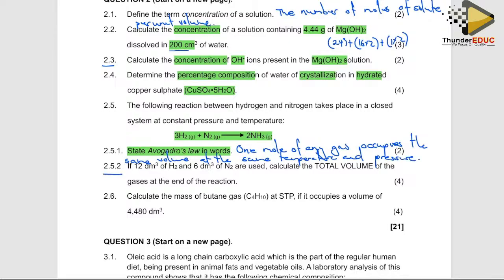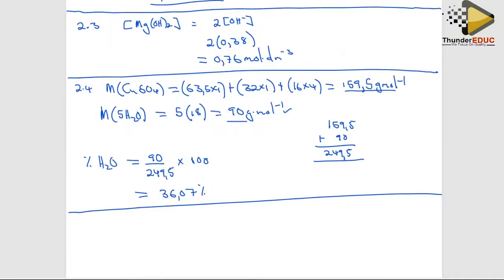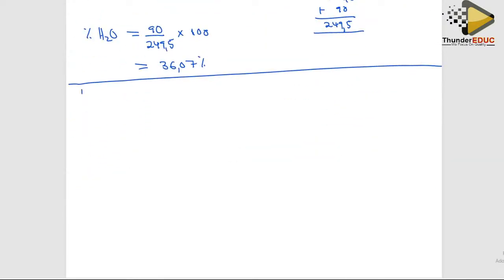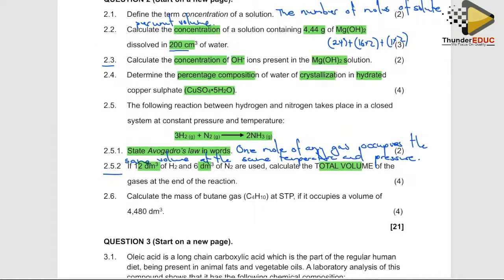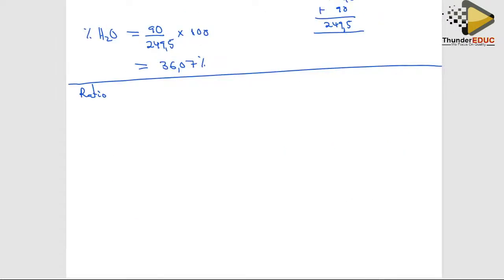Then 2.5.2: if 12 dm cubed of H2 and 6 dm cubed of N2 are used, calculate the total volume of the gases at the end of this reaction. I'm going to start with the ratio. Allow me to use this page. So my ratio is between my H2 and my N2, with H2 on this side.